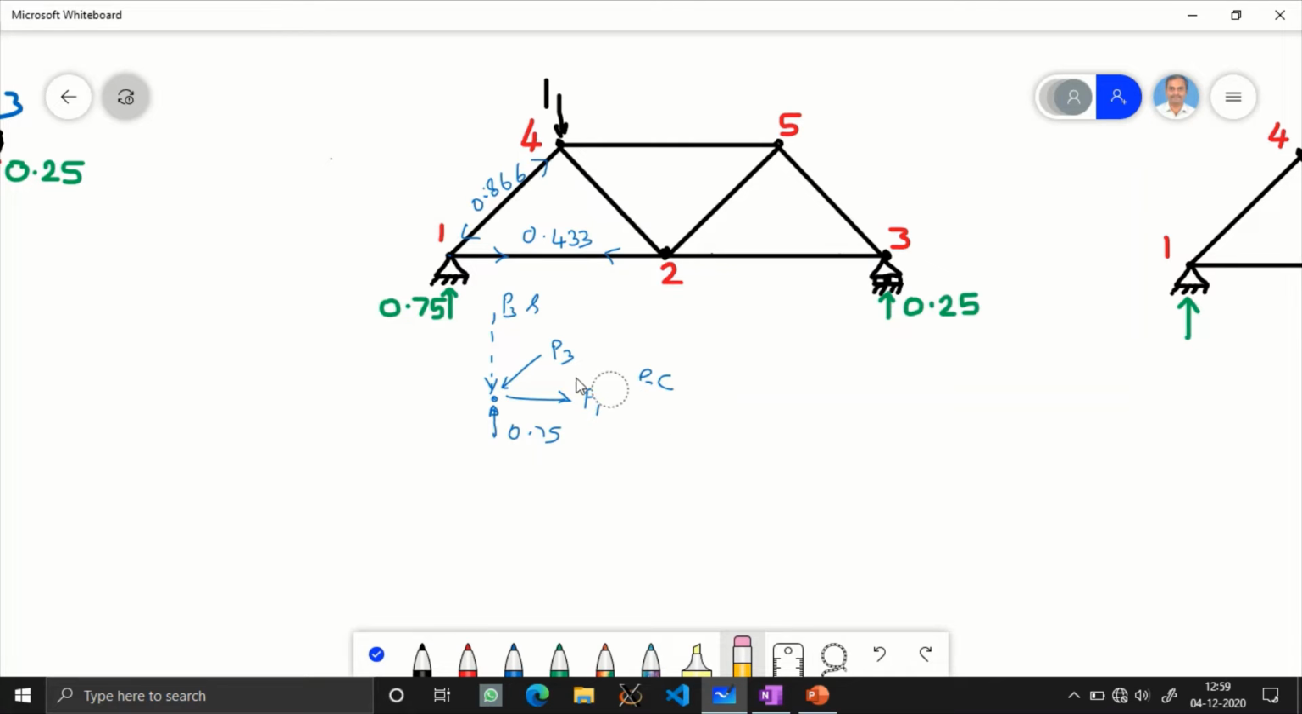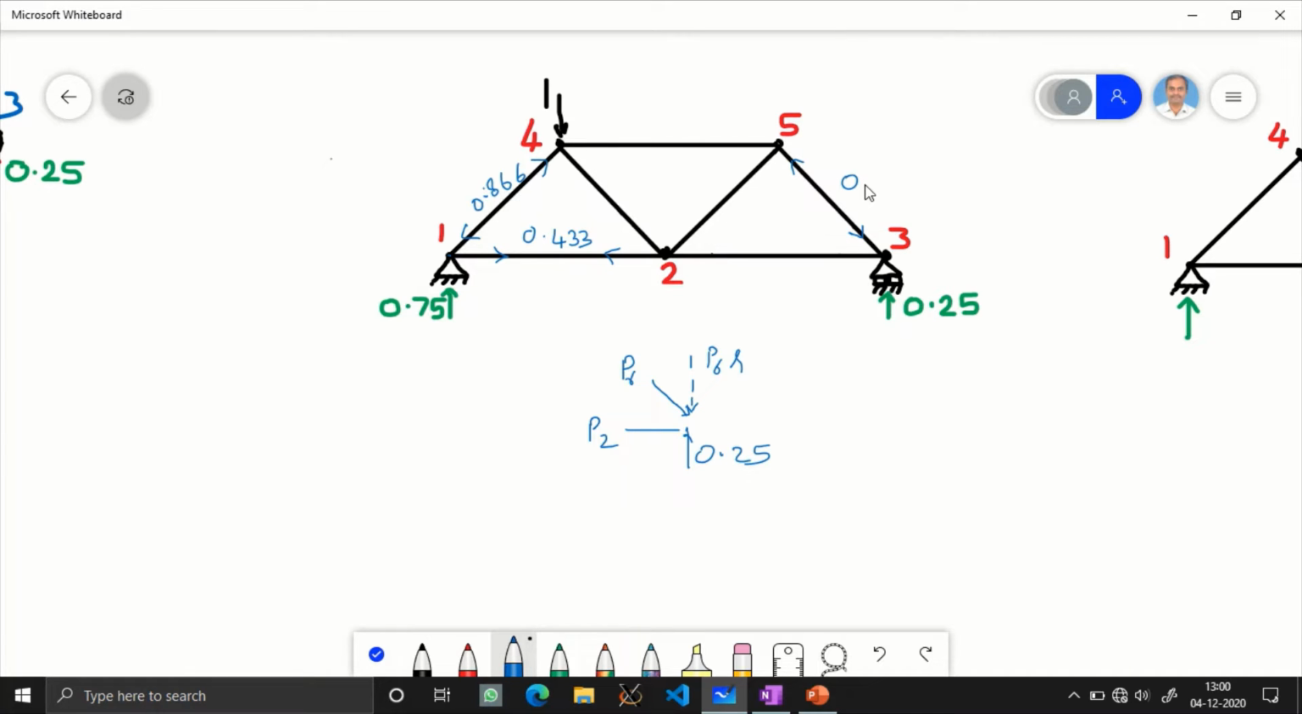Now I will consider the right support. In the right support, I have a vertical reaction of 0.25, and there are two member forces, P2 and P6. For vertical equilibrium, the component of P6 must be acting vertically downward, since this 0.25 is acting upward. So P6 sine theta must be equal to 0.25. 0.25 divided by sine 60 degrees will be 0.288. P6 is acting towards the joint.